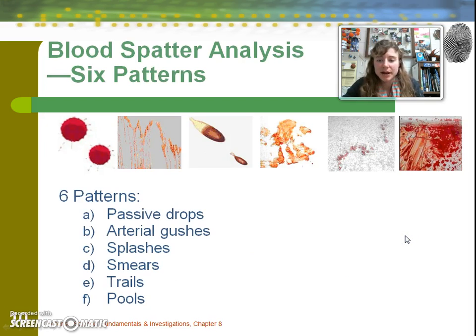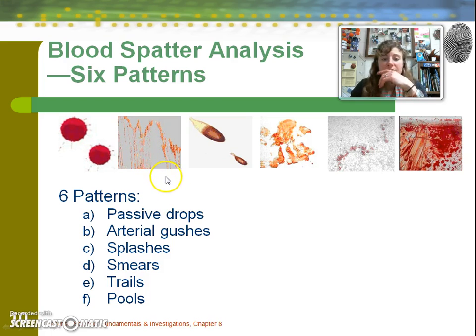We're going to look at 6 patterns, and I'd like for you to look at these words and take a look at the pictures and think about which ones you think are a match. Well, we've talked about the first one, which is passive drops. These are circular in nature, so we know that they've hit at about a 90-degree angle. Now contrast that with these arterial gushes, and these have been pressurized, so it's hit the wall and then it's seeping down.